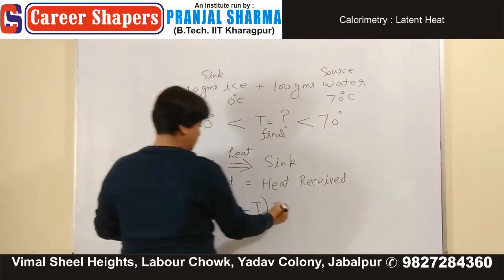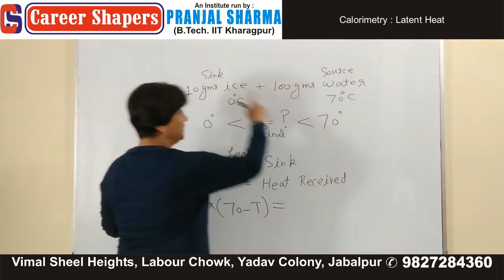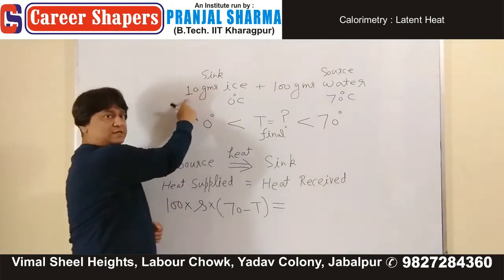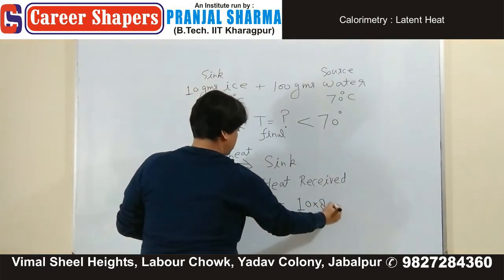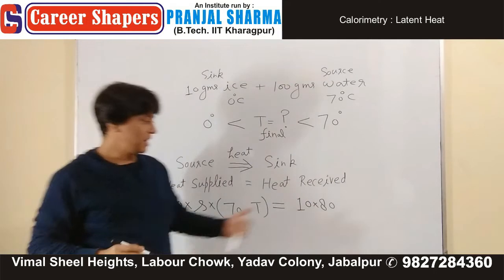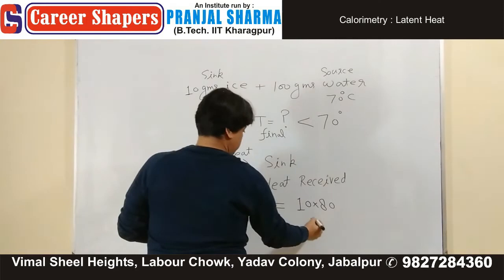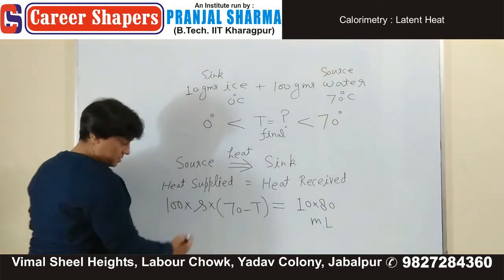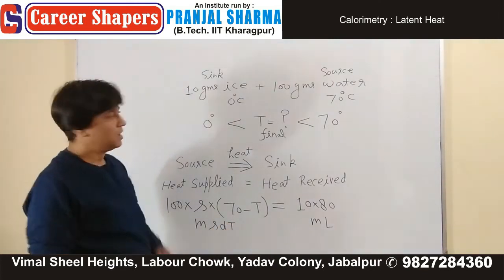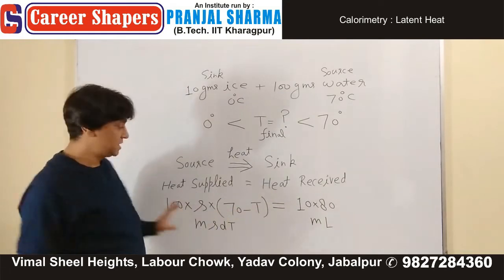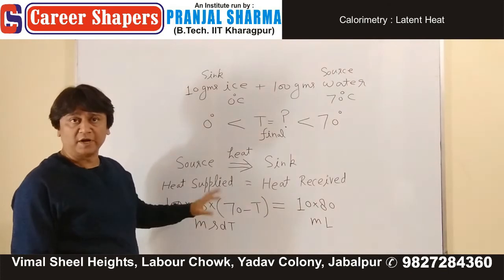This much heat does what? This much heat melts the ice. How much is the ice? 10 grams. To melt 10 grams of ice, you need what amount of energy? M into L. M into L. What is this? ms dt. Now people think that the work is finished, this gave heat, the ice received it. But no, the system is not in equilibrium.